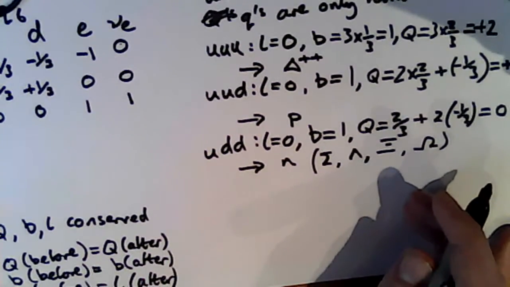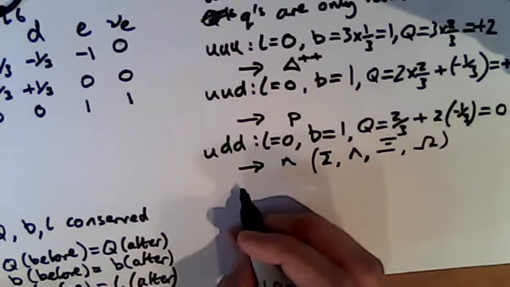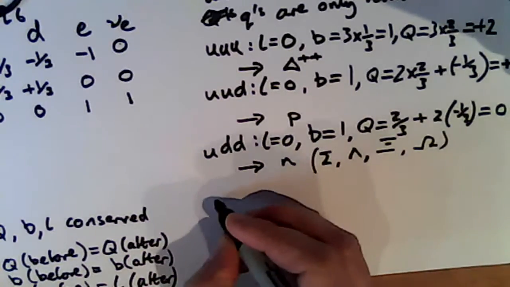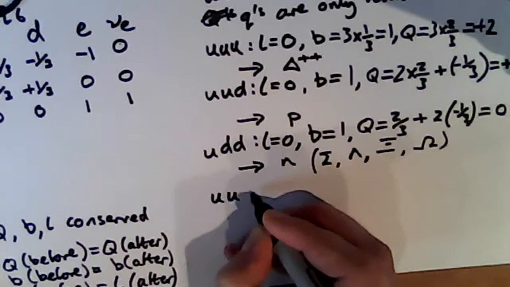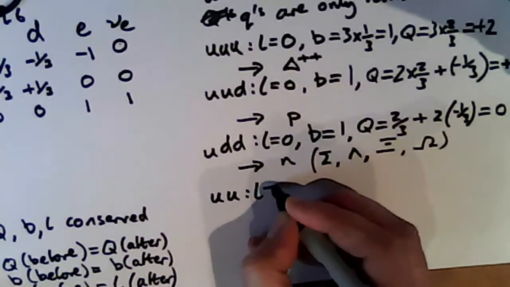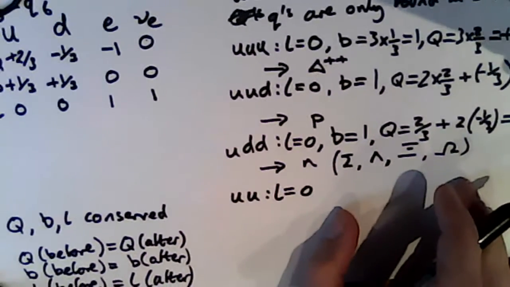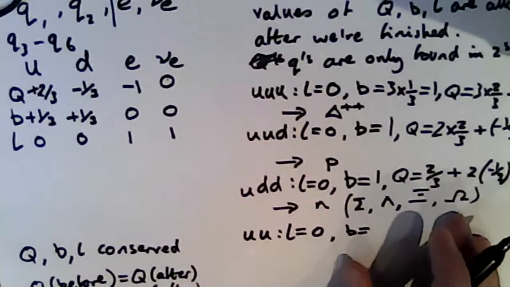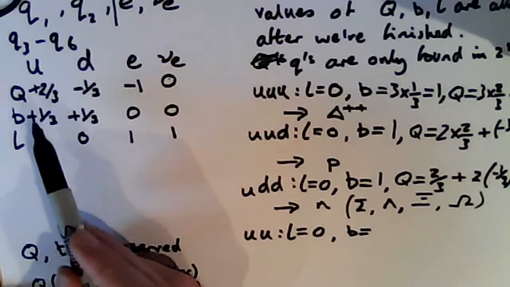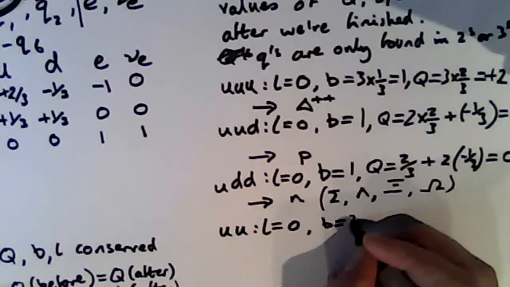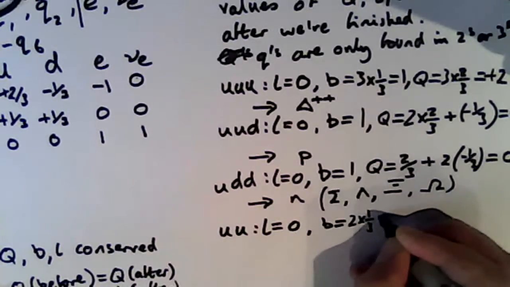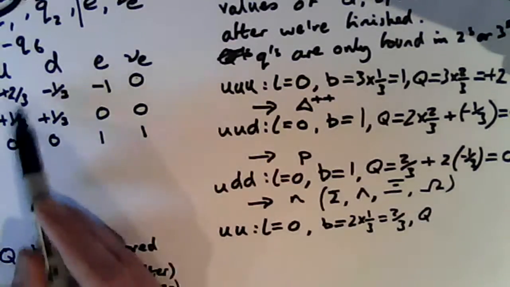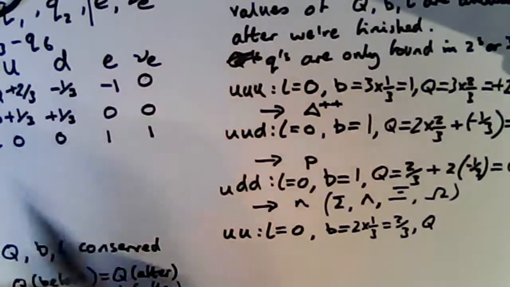Let us consider instead then maybe two quarks added together. So I might consider two ups. The lepton number we know will be 0. The baryon number, however, now for two ups is going to be 2 times 1/3, which is 2/3. And the charge will be 2 times 2/3.